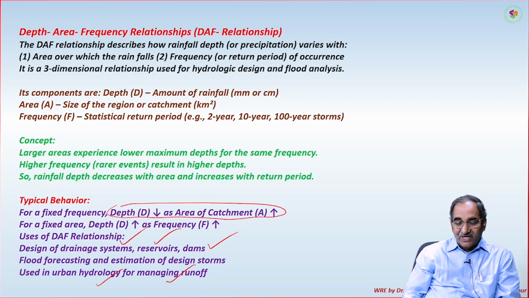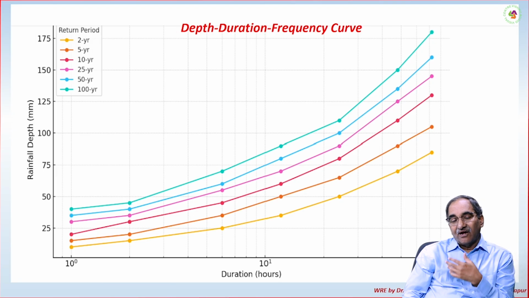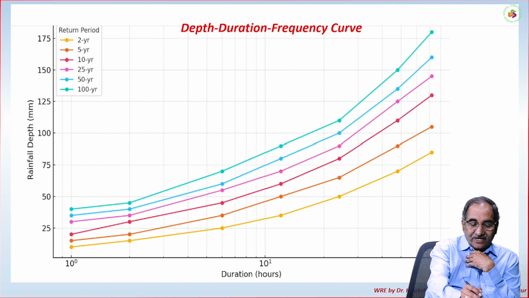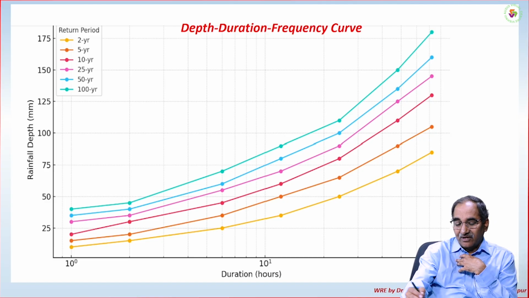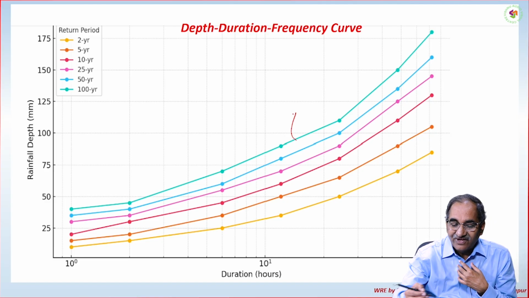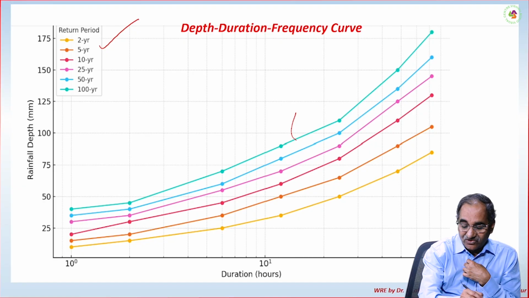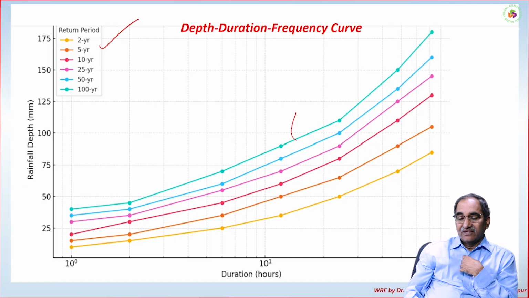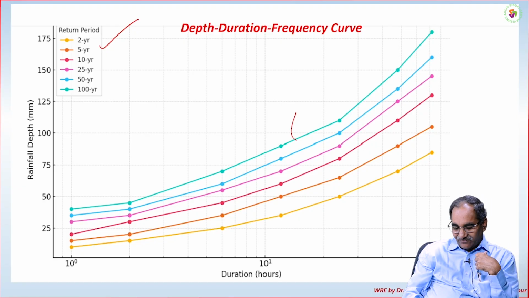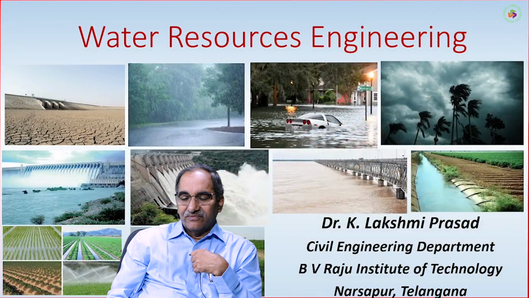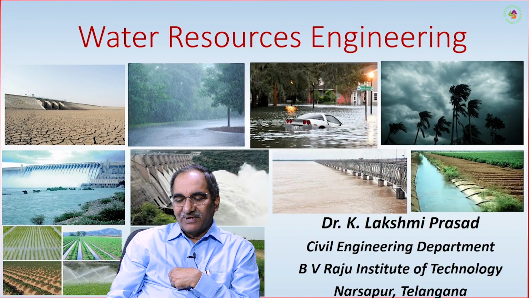This completes another curve, and this is depth, duration, frequency. Frequency means return period. So depth, duration, frequency is another curve that we have. This completes this topic.